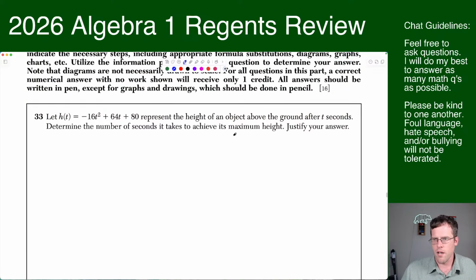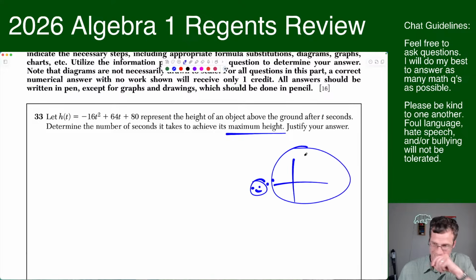Okay, so maximum height, I just want to point out what I'm thinking of. This is going to look something like this. And it stops here because the object is not going through the earth and going to the core of the earth. It's going to stop when it hits the ground. Okay, but the maximum here happens at the axis of symmetry. And that's one of those formulas they give you on the reference page.